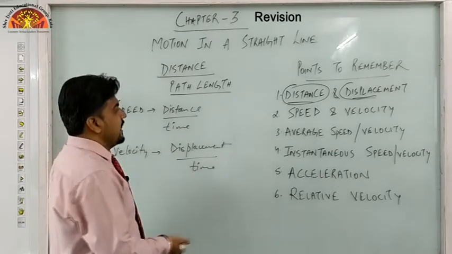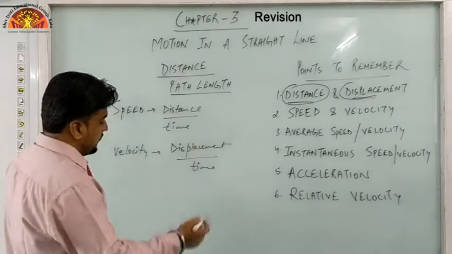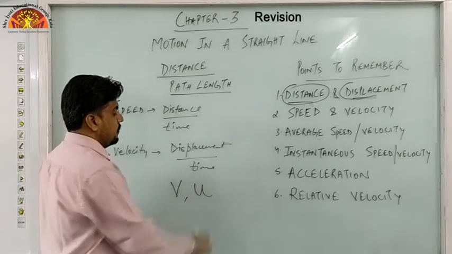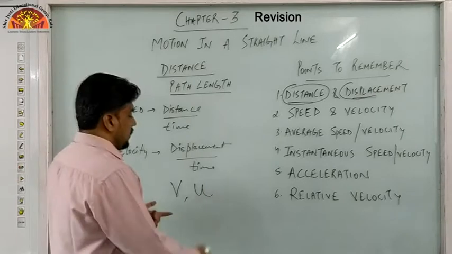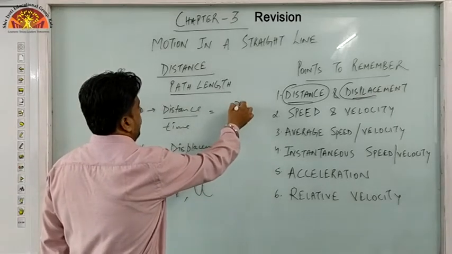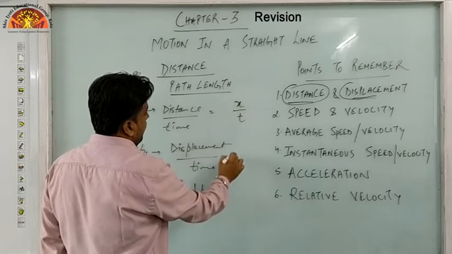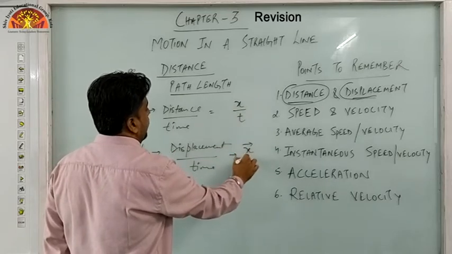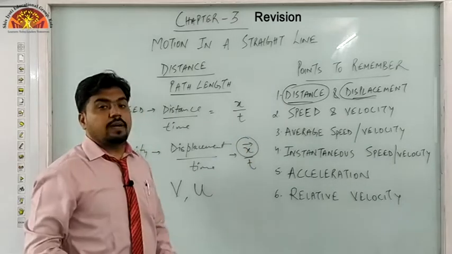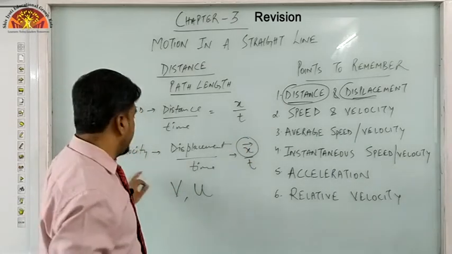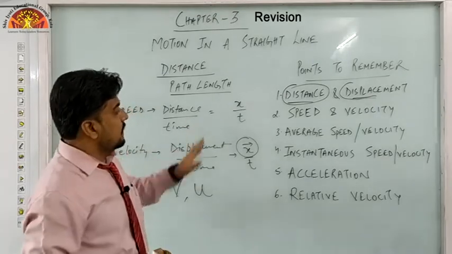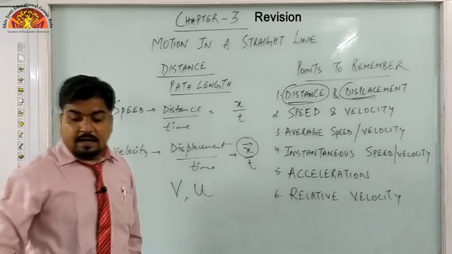Speed in general in physics, we would be representing using symbols like V, U, and the formula would be X upon T. Here it would be X vector upon T, because this is basically the displacement part. So it is a vector quantity. Velocity is a vector quantity while speed is a scalar quantity. So this is the difference between speed and velocity.